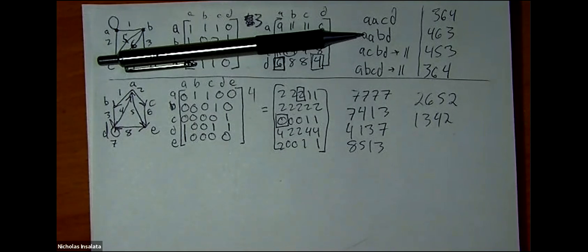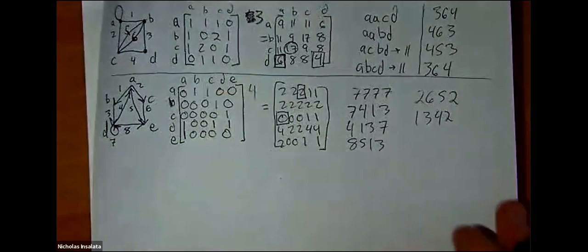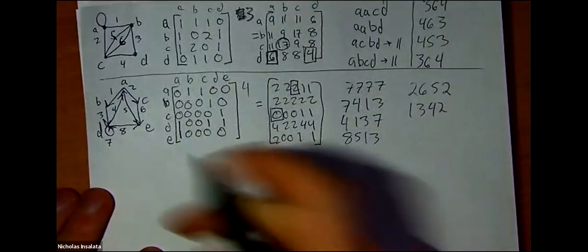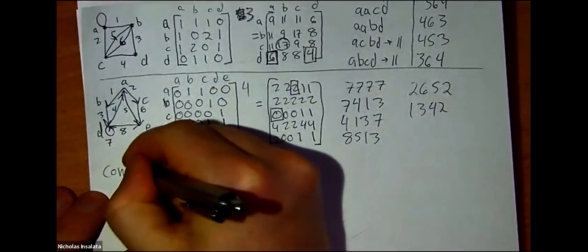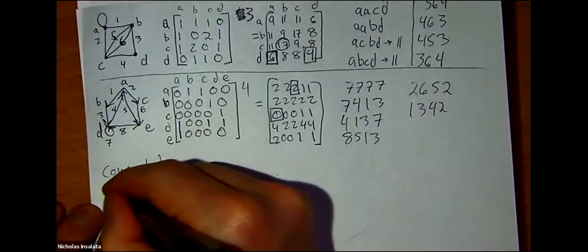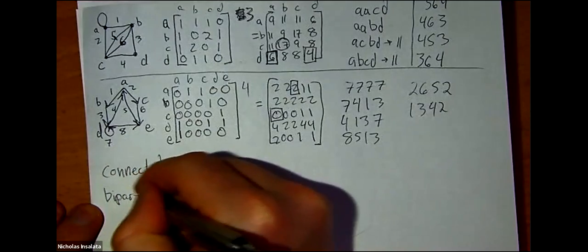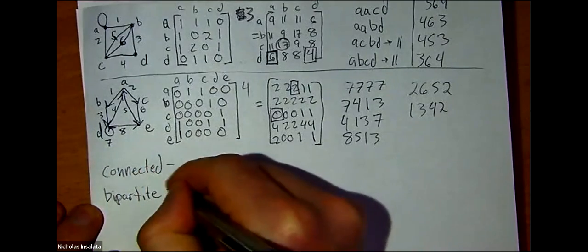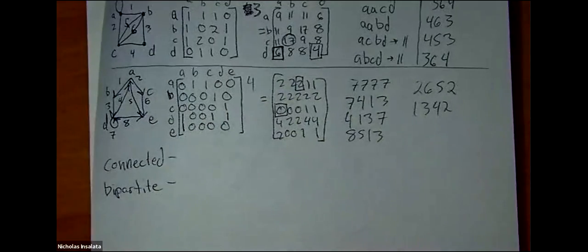So let me talk quickly about a couple other things you can do with spectral graph theory, about the things that we've learned about, okay? So we've learned about whether a graph is connected and whether a graph is bipartite. Can someone remind me of the definitions of those? What does it mean for a graph to be connected?